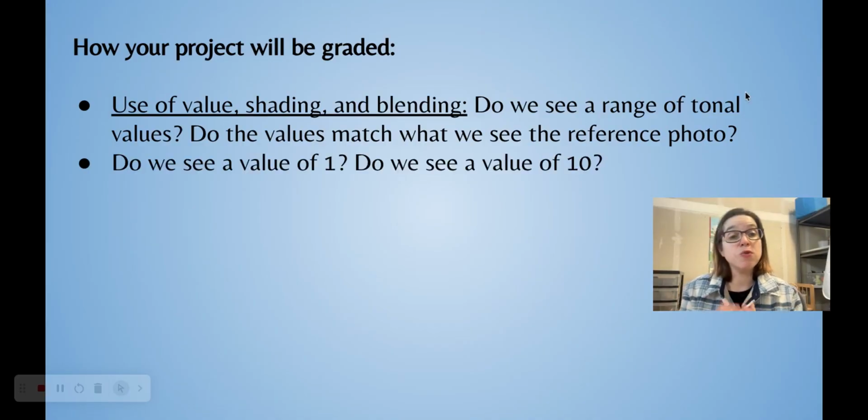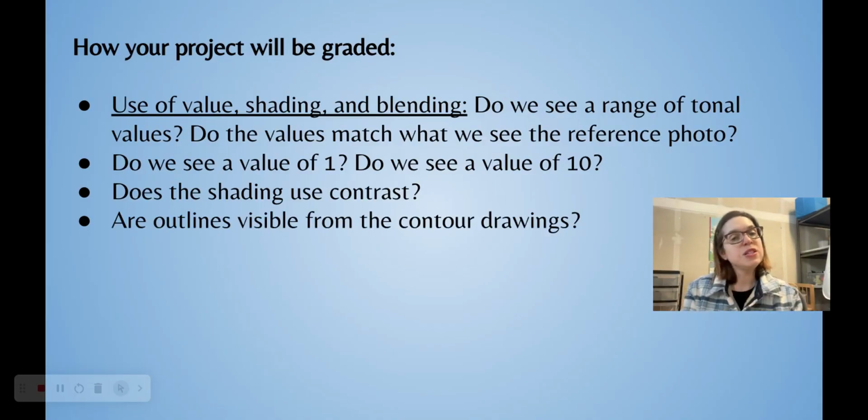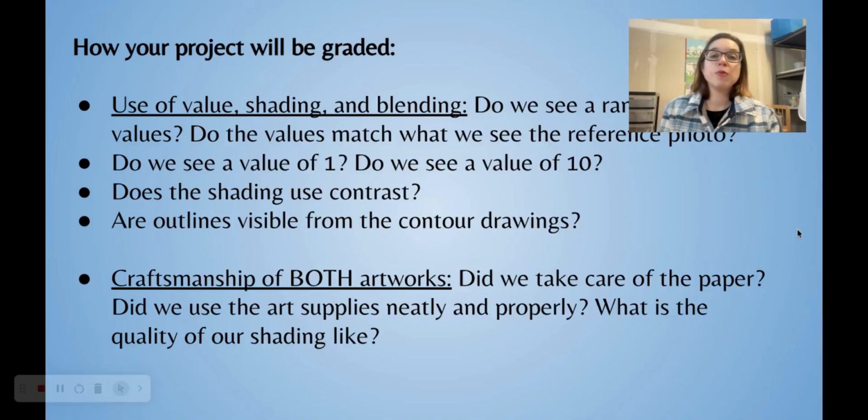Do we see a value of 1, which is the whiteness of your paper? Do we see a value of 10, which is created using an ebony pencil? Does the shading use contrast? Are outlines visible from the contour drawings that you started with? And of course, I'm grading your project based on the craftsmanship of both artworks, the contour drawing, as well as the final work that is shaded and blended. Did we take care of the paper? Did we use the art supplies neatly and properly? What is the quality of our shading like?